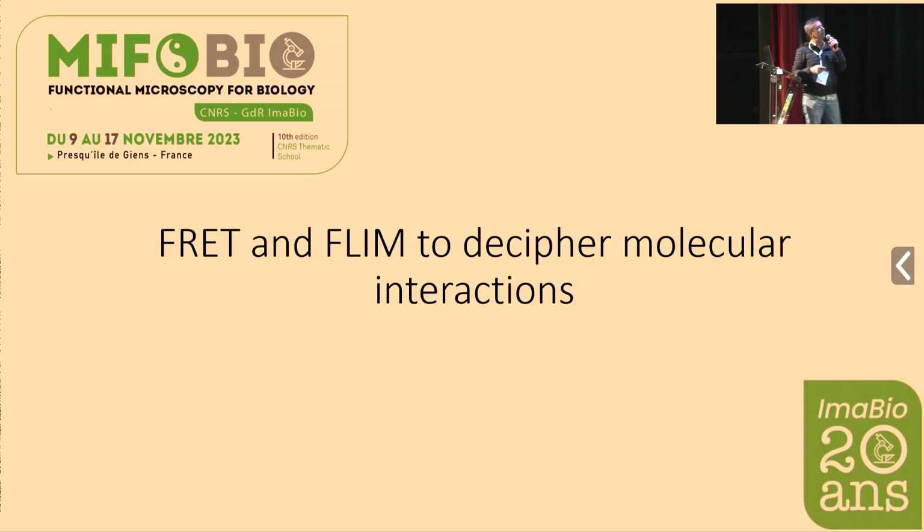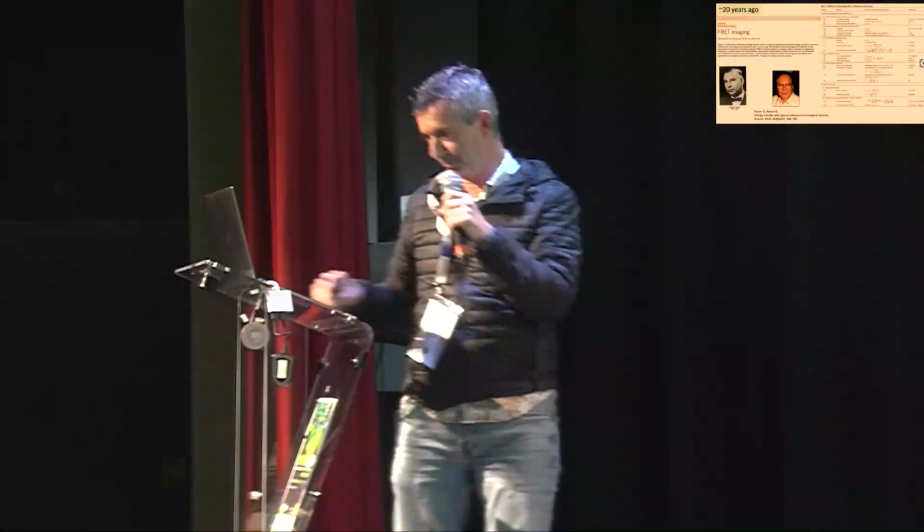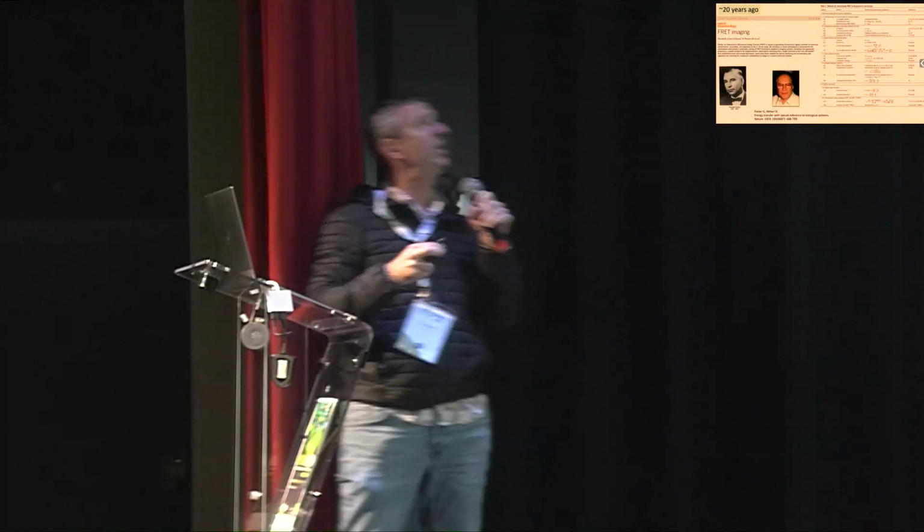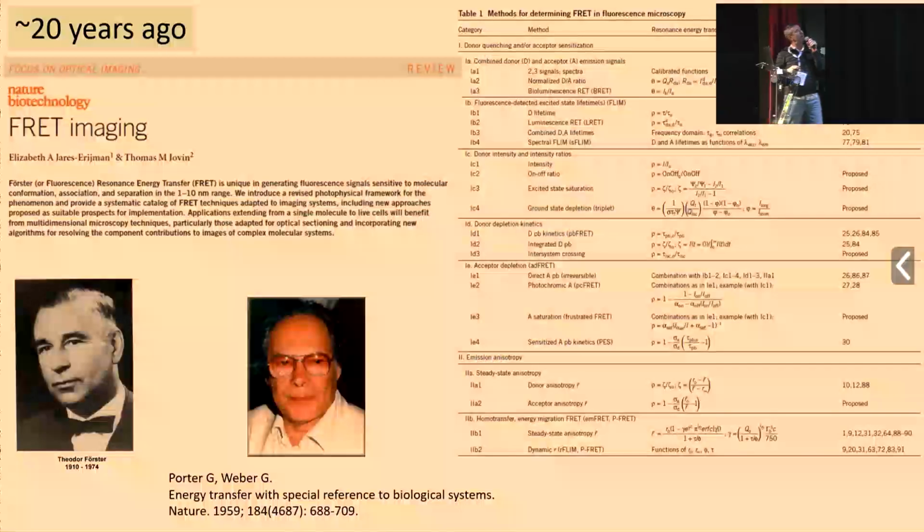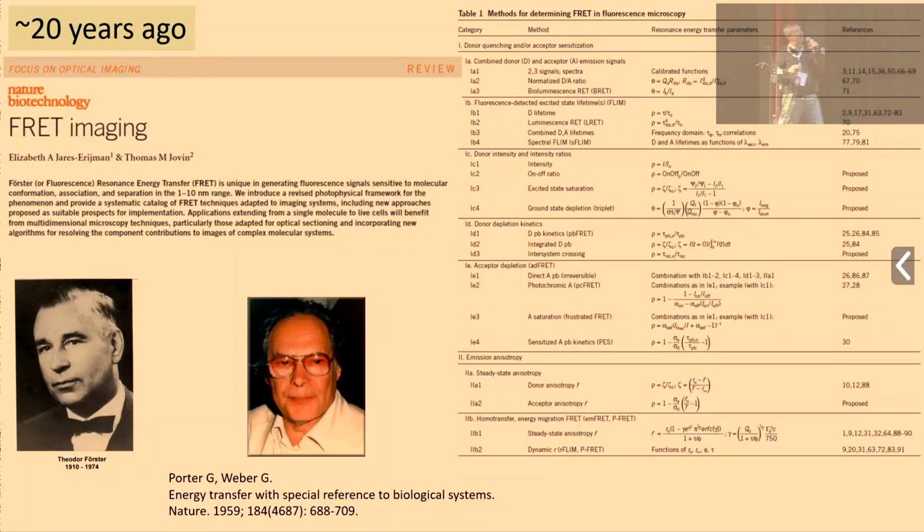So the other big technique that has been used in the last 20 years in cell biology to decipher molecular interaction is the use of FRET and FLIM imaging. If you go back 20 years, there was a nice paper from Tom Jovin in Nature Biotechnology about FRET imaging. In this paper, you can see all the possible methods that you can use to perform FRET imaging to get an idea of molecular interaction.